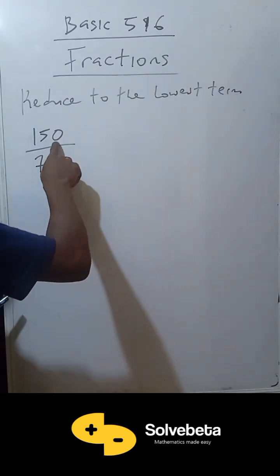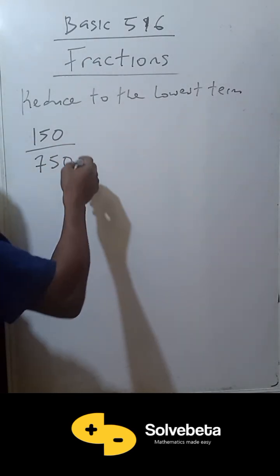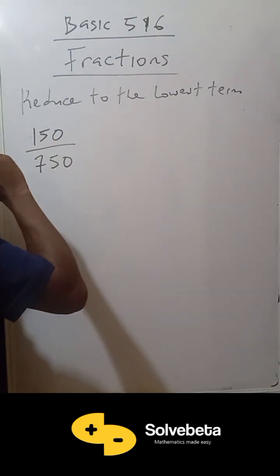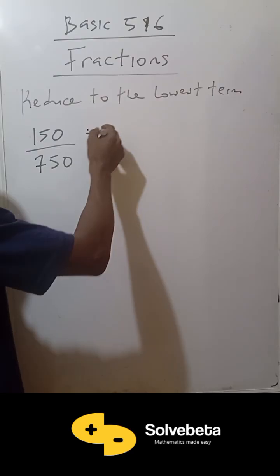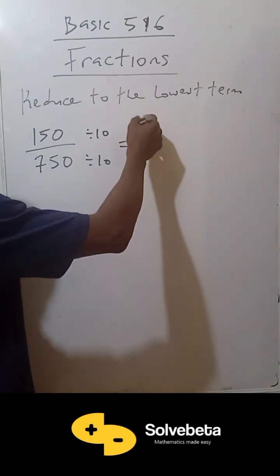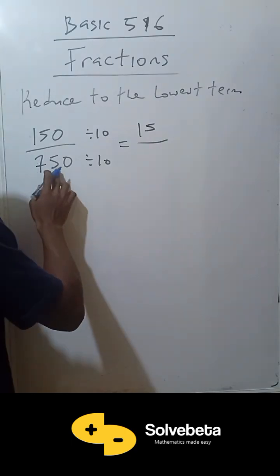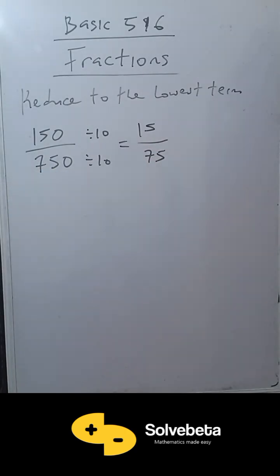You see that since the last number is 0 and the last number is 0, 10 can divide it. So you divide both by 10. What are you going to have? 150 divided by 10 is 15. 750 divided by 10 is what? 75.